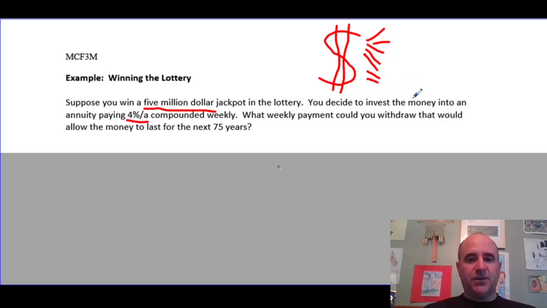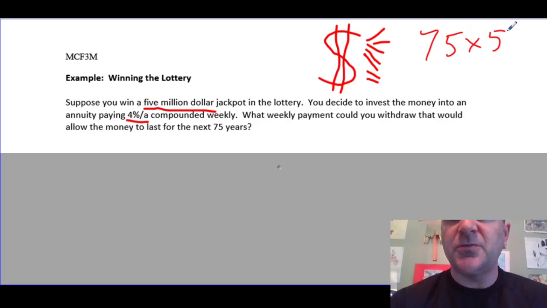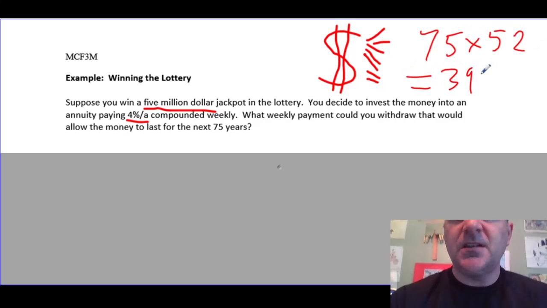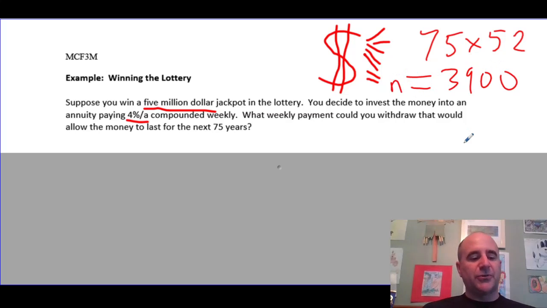Well, we might try to figure out how many withdrawals that would be. Well, 75 years times 52 weeks in a year. We're going to assume exactly 52 weeks in a year. That's 3,900. So that's actually your end value. The number of withdrawals is 3,900 withdrawals if you take it out.